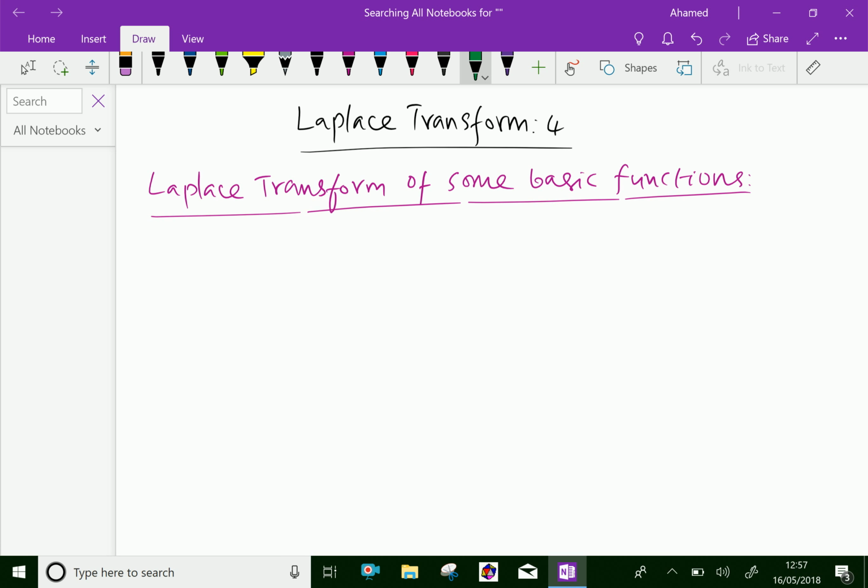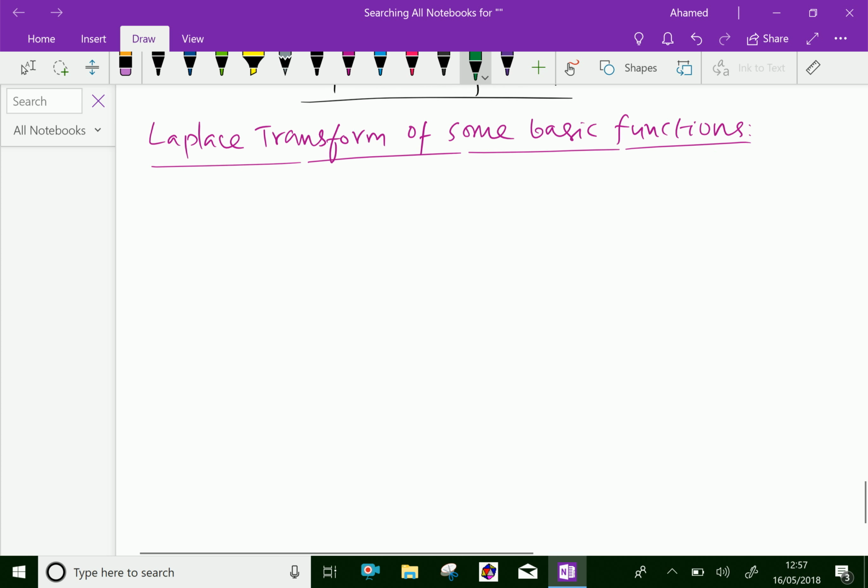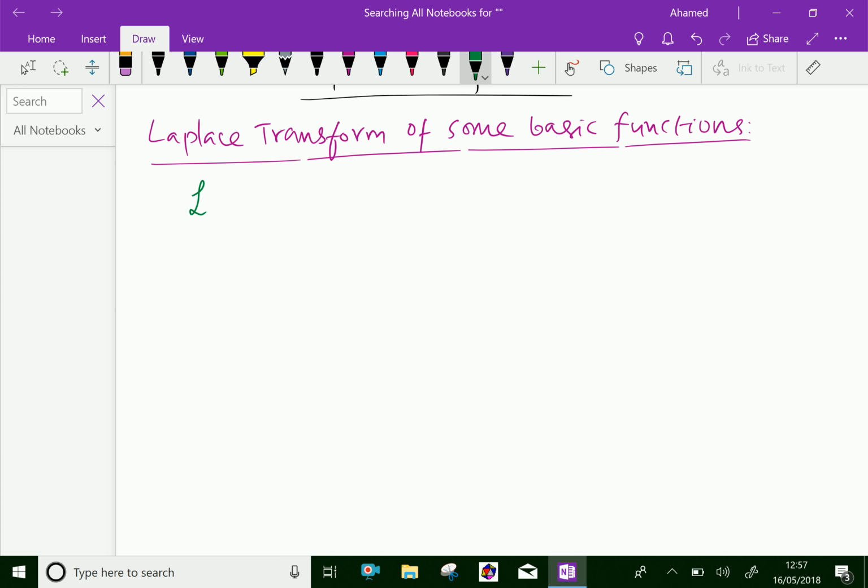Look at this example. Laplace transform of cos at.